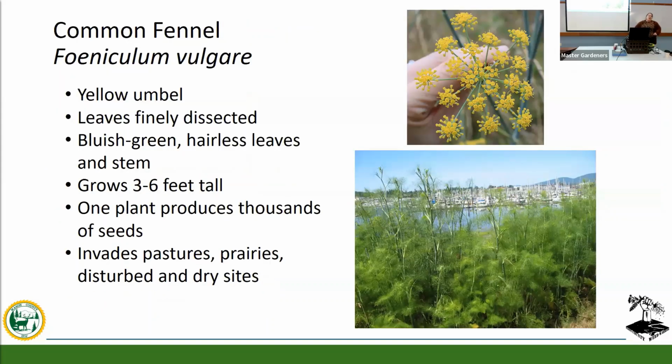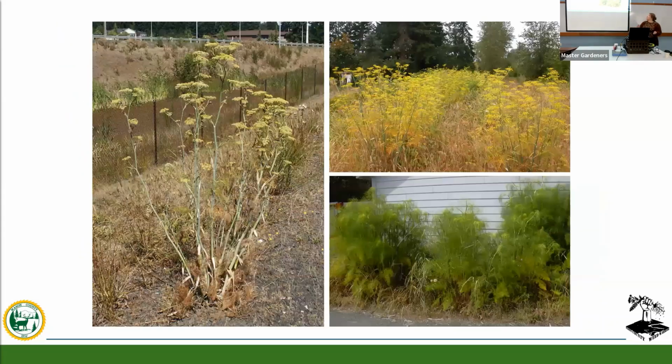Common fennel, believe it or not, common fennel is a noxious weed. This is one we're probably all pretty familiar with as gardeners. It has very dissected foliage. The leaves are bright green. The stems can be blue to green, and then it has that yellow umbrella-shaped flower. One fennel plant can produce thousands of seeds.